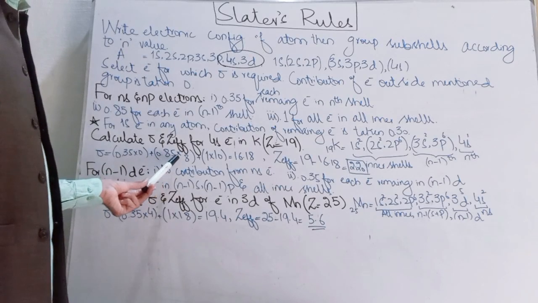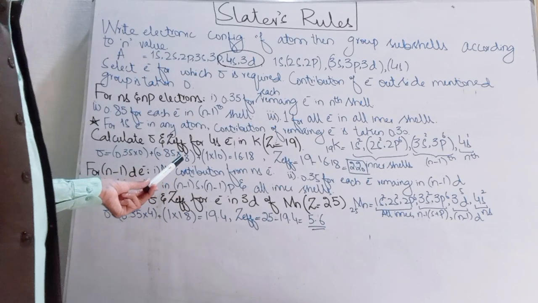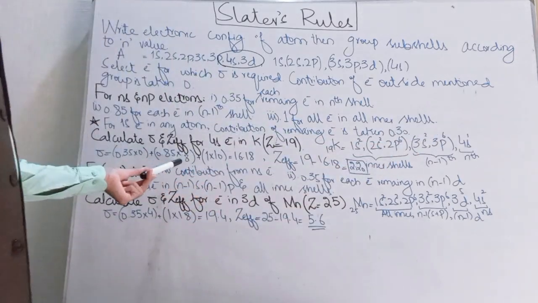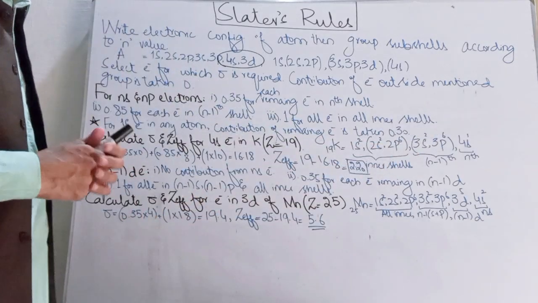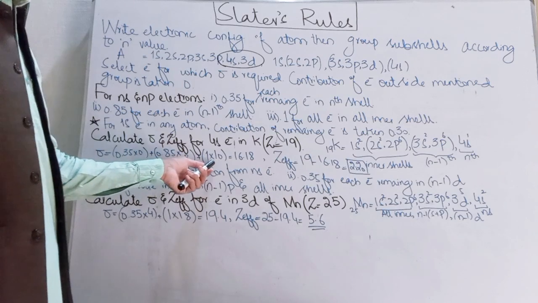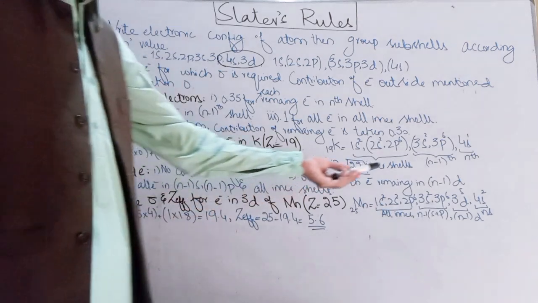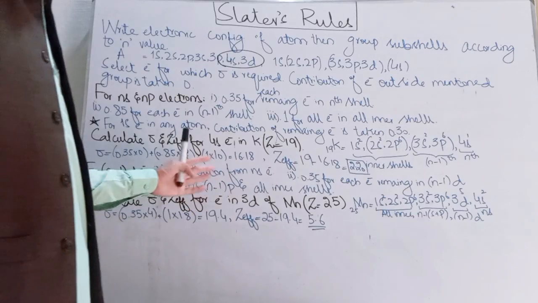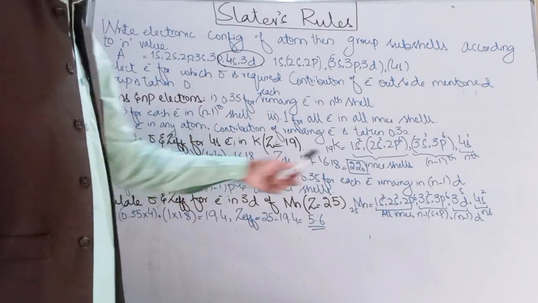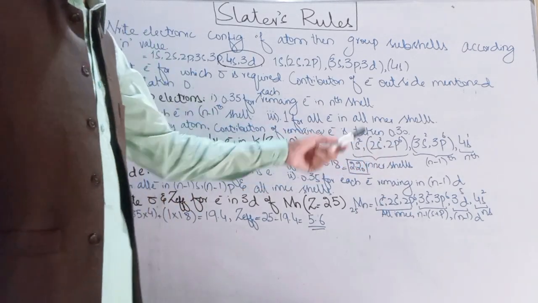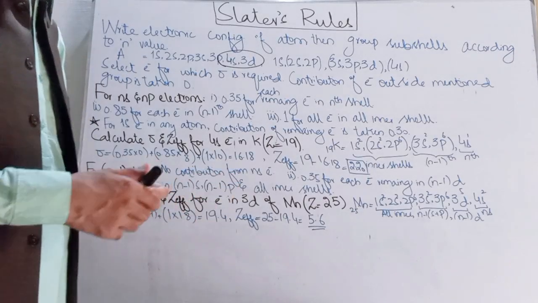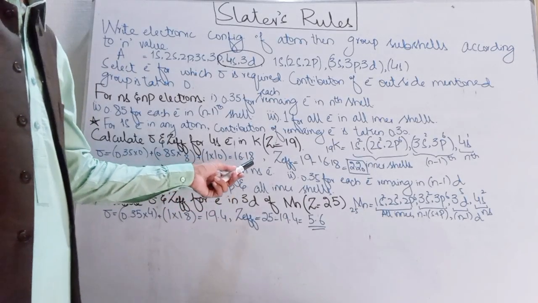Next, 0.85 into 8, that is n minus 1. So this is n minus 1, 6 plus 2 is taken as 8. So 0.85 into 8 plus 1 into 10. Why 10? All the inner shell electrons are taken as 1. So 1 into 10, 6 plus 2 plus 2 makes 10. In this way the value of sigma comes out to be 16.18.